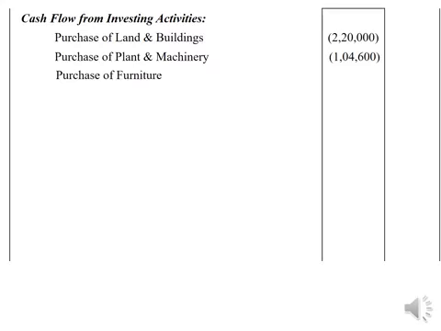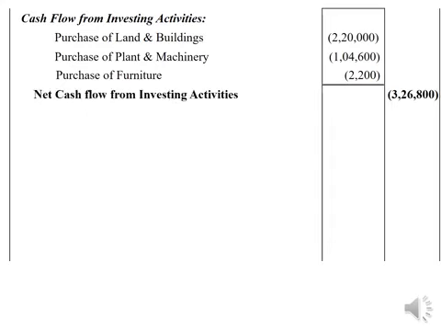Then purchase of furniture, an amount of rupees 2,200, is recorded as investing activity. This amount is also available in the furniture account prepared earlier. So the total amounts to minus 3,26,800. This amount is the net cash flow from investing activities. Now proceed to record financing activities.